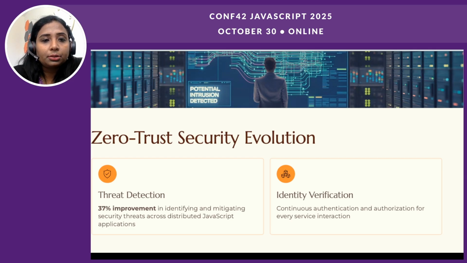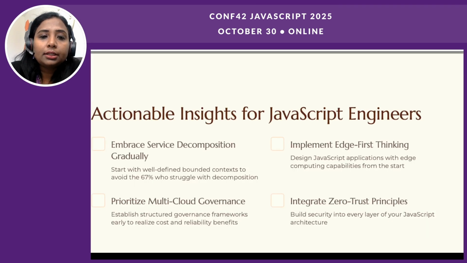So we talked about the microservices architecture and how edge computing plays a key role, and there comes serverless architecture and quantum mechanics, and how we can highly secure this with the recent zero trust security evolution. We'll move on to the next slide. So that's great. Everything looks good, but obviously everything comes with challenges as well. Now we are trying to see the actionable insights, how JavaScript engineers have to keep in mind and effectively use all these technologies to design and develop their applications.